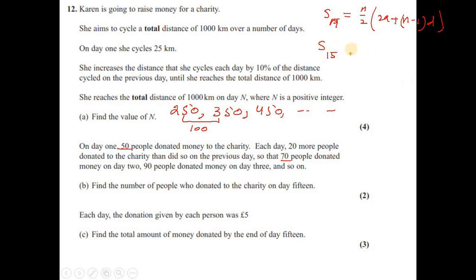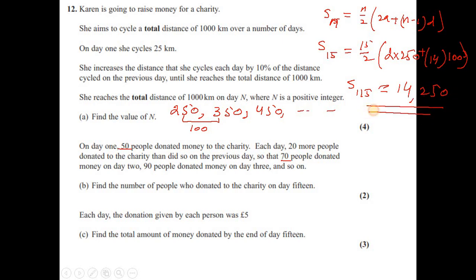So S15 would be equal to 15 by 2, times 2 times the first term, which is 250, plus n minus 1, that means 14, times d. d is 100. So you can simplify the right hand side. So S15 would be equal to £14,250. This is the amount collected by day 15. It is not 115, this is S15.